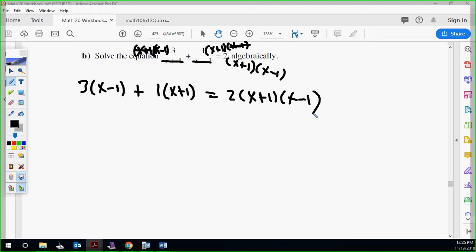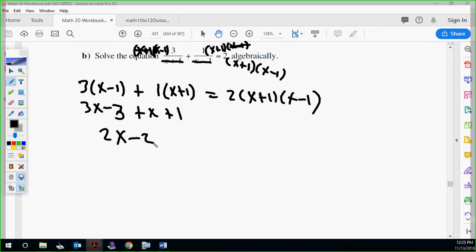Since the denominator of the 3 over x plus 1, the x plus 1, is just canceled, we get x minus 1. Right, the x plus 1 is canceled. And again, that's why we multiplied by these two factors, to get them to cancel one of them. So here we are. We're going to distribute. We got 3x minus 3, plus x plus 1. So the left side is going to be 2x minus 2. I'm going to fully simplify the left side. So are we okay with that?